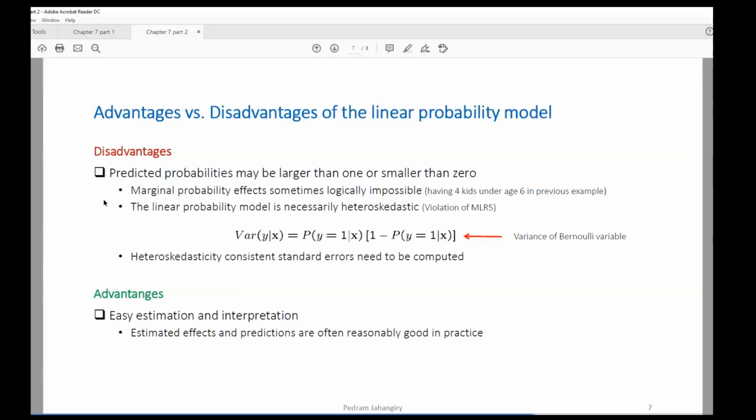So these are the disadvantages. What is the advantage? It's simple. The linear probability model is very simple, with easy estimation and easy interpretation. Estimated effects and predictions are often reasonably good in practice. Again, this is an easy model to work with.